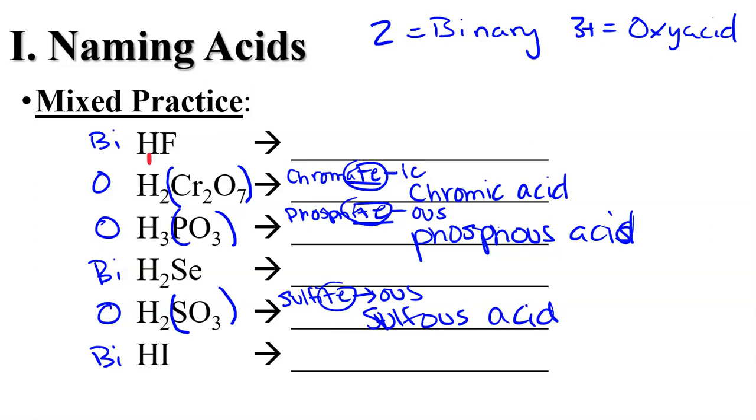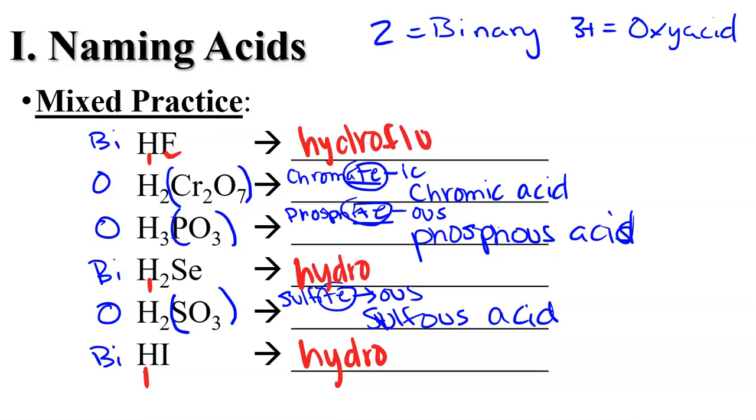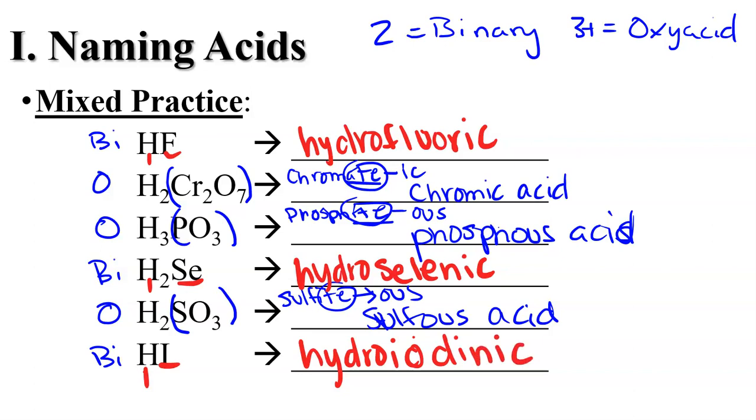Okay, so these ones all have H as my starting, so we're going to put hydro first for all three. And then F is fluorine, so it's going to be fluoric. Se is selenium, so that's selenic. And then I is iodine, so that's going to be iodinic. And then acid goes at the end.